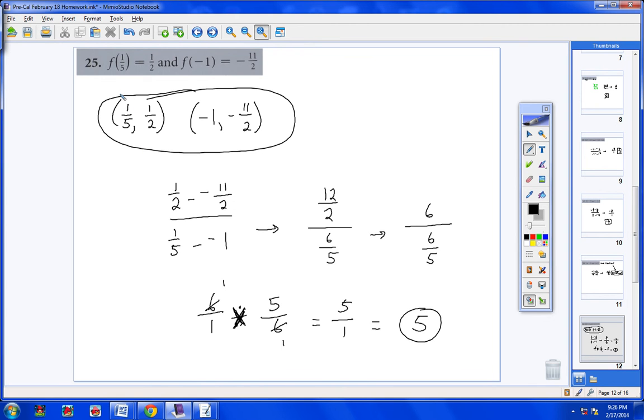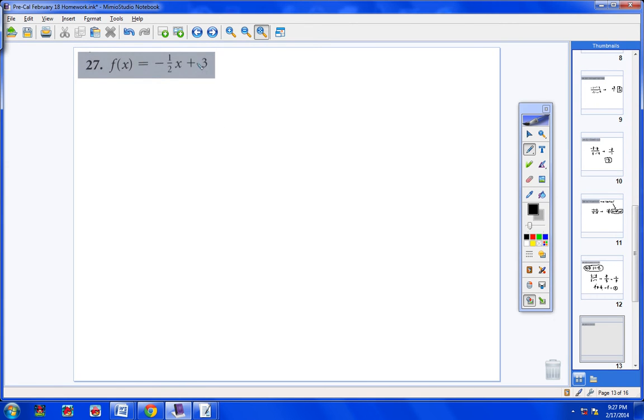Let me get a drink of water here, and we'll continue on. Let's take a look now at 27 through 33, the odd. Graph and then find the slope.